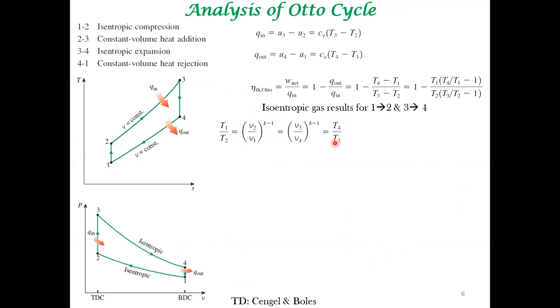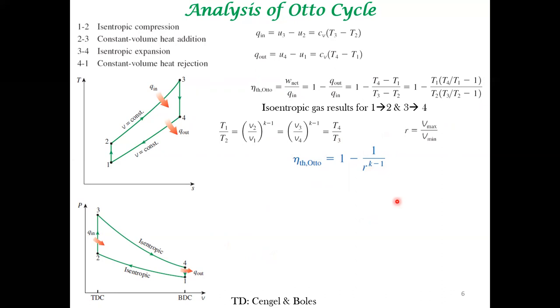So you're going to use such results to define a new term called compression ratio, which is the ratio of maximum volume, the piston at BDC, to the volume at TDC. That is the compression ratio. We'll see why we are introducing that. Using that, we can rewrite the theoretical efficiency of an Otto engine in the following manner: 1 minus 1 over r, the compression ratio, to the power k minus 1, where k is Cp by Cv.